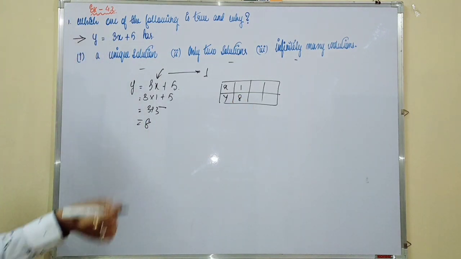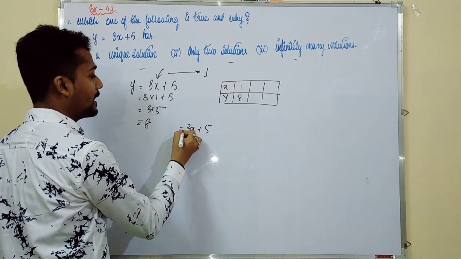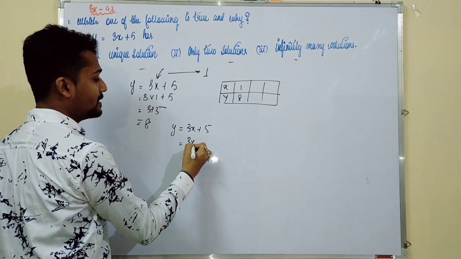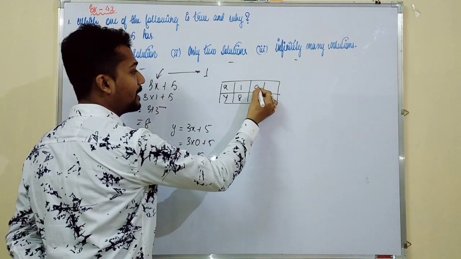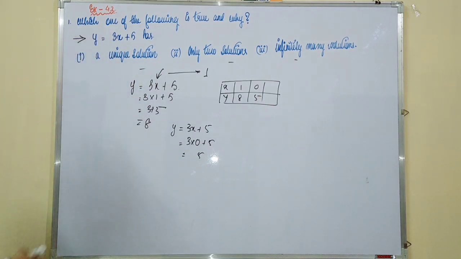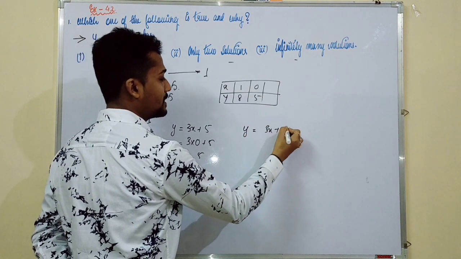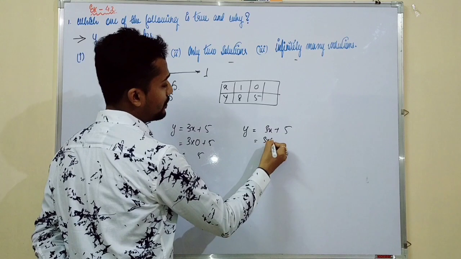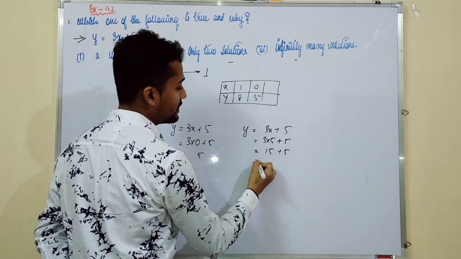Isn't it? If I take x is equal to 0, that means 3 into 0 plus 5 is equal to how much? 5. If I take x 0, I will get 5. Similarly, again, if I take 3x plus 5, isn't it? If I take x is equal to 5, 3 into 5 plus 5, which is equal to how much? 15 plus 5 is equal to 20.